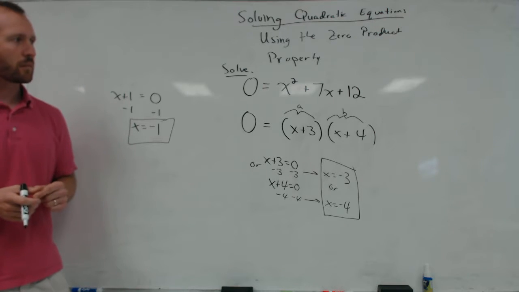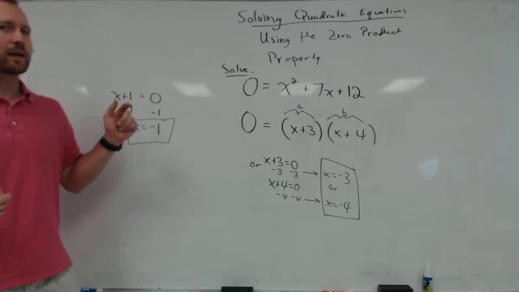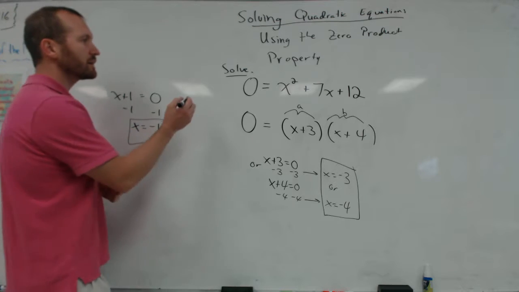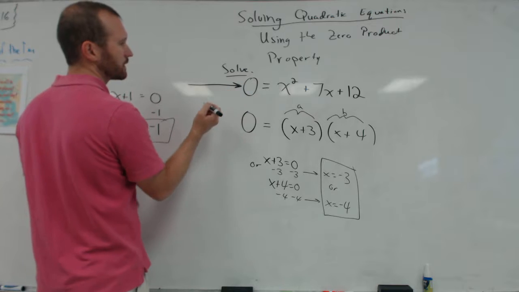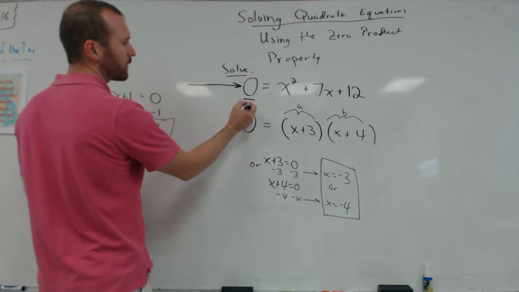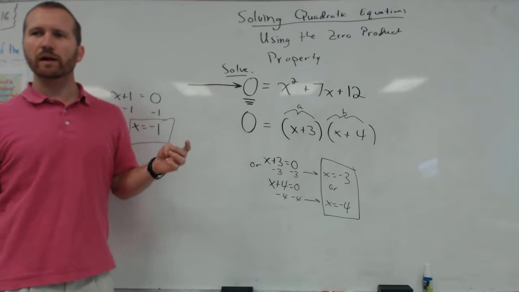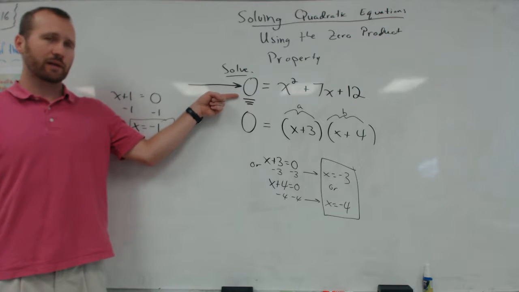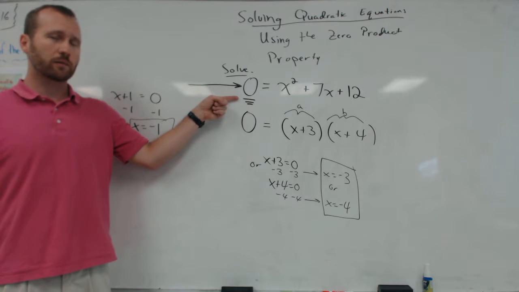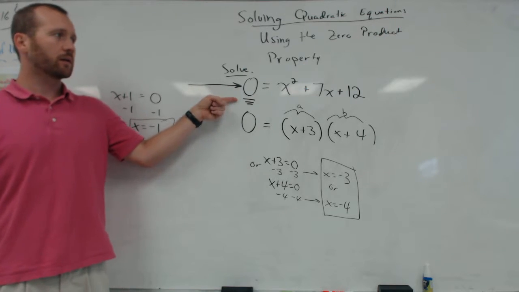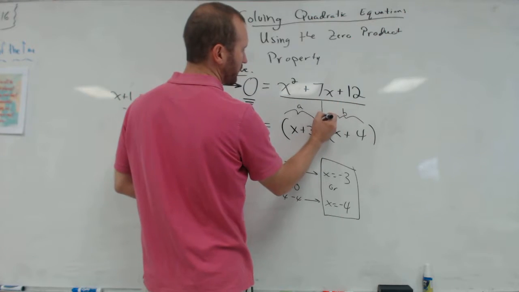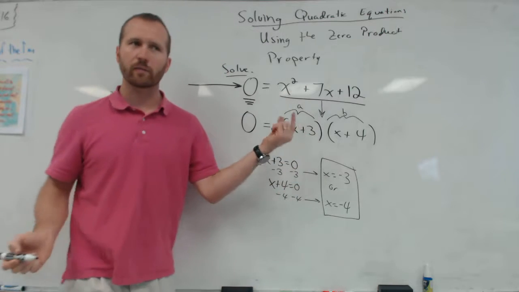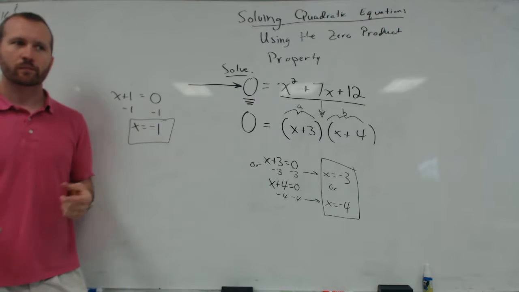Now, really the important thing about all of this is that when I start out, my quadratic looks like this. It has 0 on one side, because the zero product property is not going to work if I don't have it equal to 0. And then I started with a trinomial, which I then factored into the product of binomials. Okay?